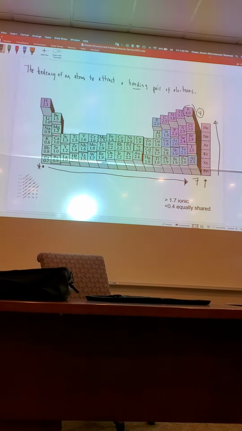Sodium and chloride, let's see. Table salt. Sodium is there, chloride's over here. Chlorine has an electronegativity of 3, and sodium has an electronegativity of 0.9. The difference between those two is 2.1. Sodium chloride is an ionic bond. Pretty strong ionic bond. If you think about table salt at home, it's a solid.